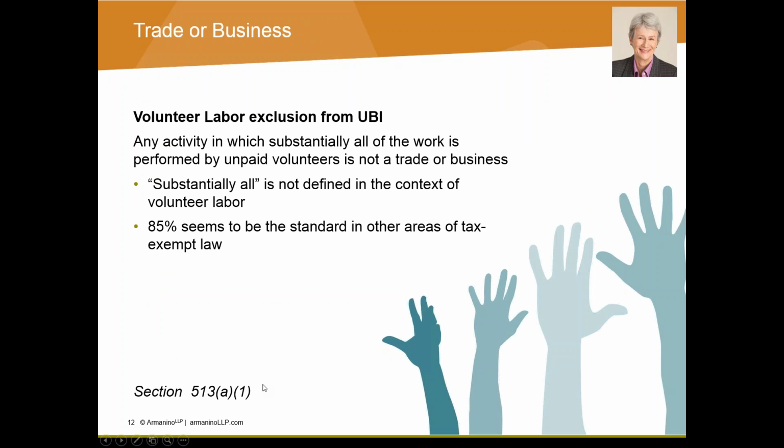Our second standard to determine if we have unrelated business income is whether the activity is a trade or business. Now, what is very handy is that there is a volunteer labor exclusion from unrelated business income. And as you can imagine, one of the requirements of a trade or business is that, if it's run by volunteers, that's not a trade or business, because a trade or business pays the people that are providing the services. So if your advertising is handled strictly by volunteers, then you don't have to worry about it being UBI.